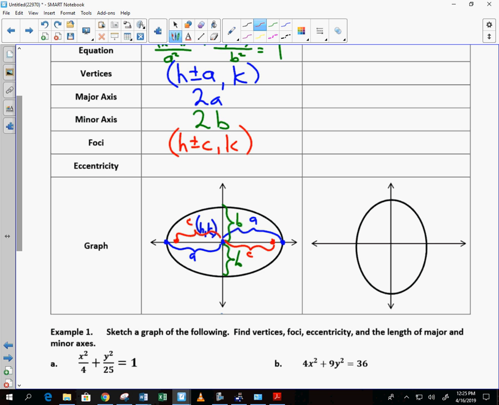There should be a question that's coming to people's mind. How do we find c? We have a formula for c. Hint, it involves a squared and b squared. Minus. It's like the Pythagorean theorem, except it's minus instead of plus.